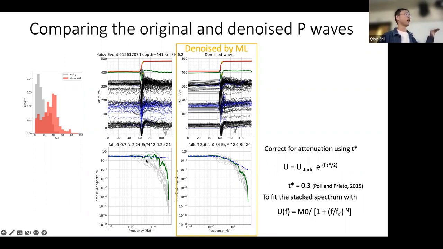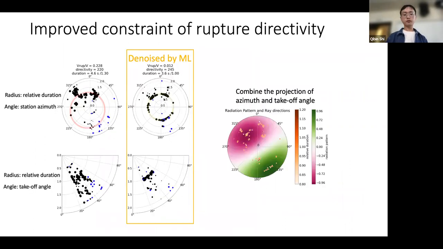And if we convert the time series to a spectrum and do a stacking, we get a stacked spectrum, which is shown in green. We can also use a theoretical model to model this spectrum using these equations. And we found that after denoising, the stacked spectrum looks more similar to the model predictions. That means it may be a more reasonable result, and we can rely more on the denoised spectrum.